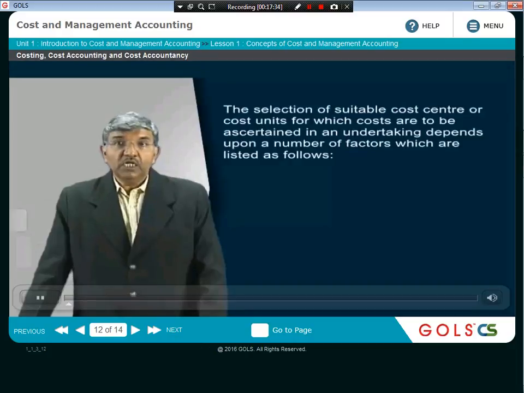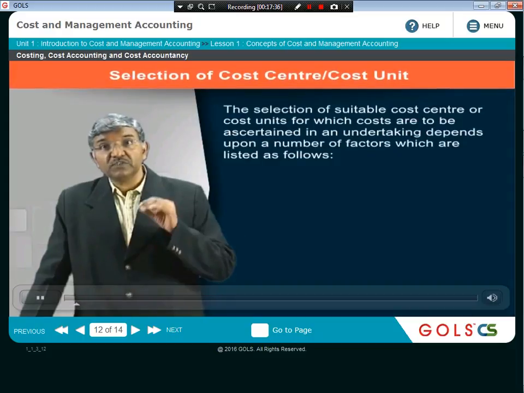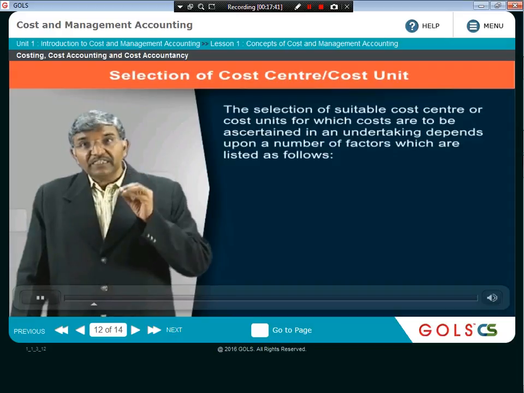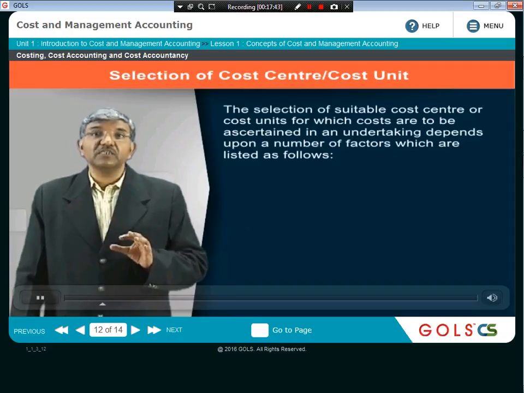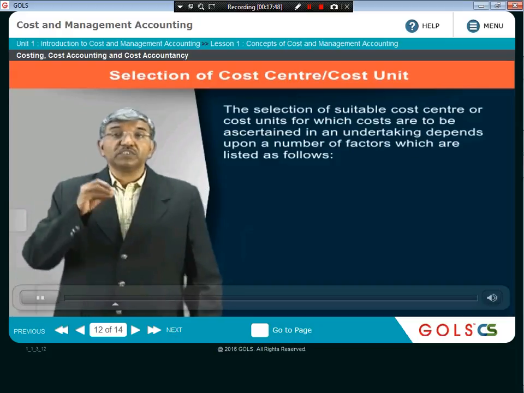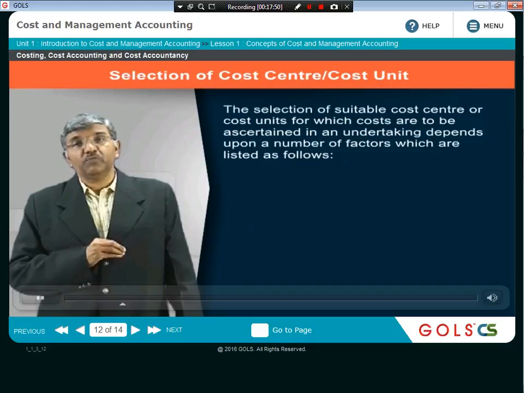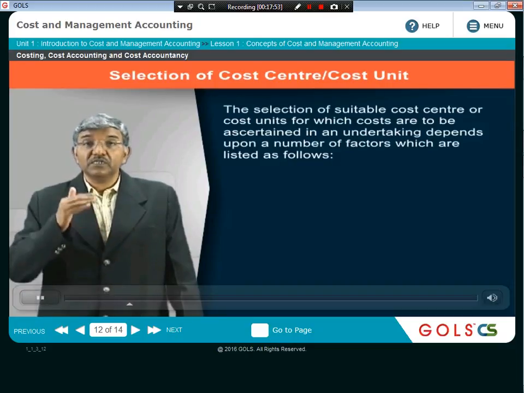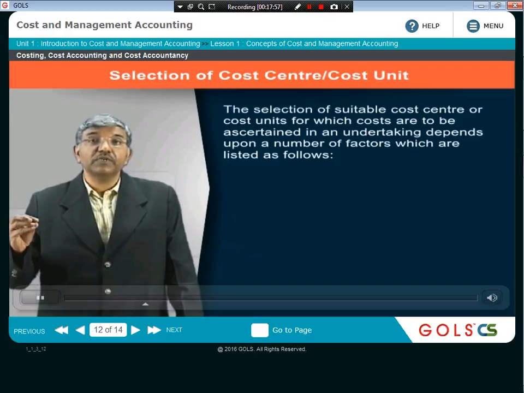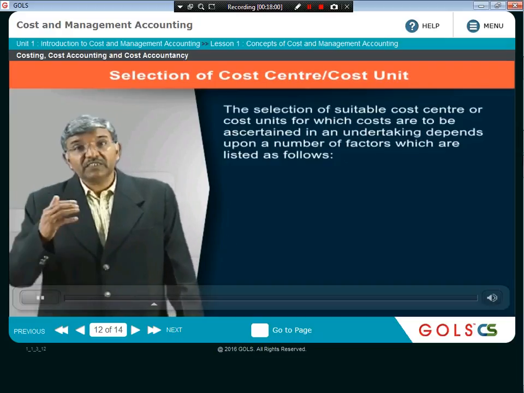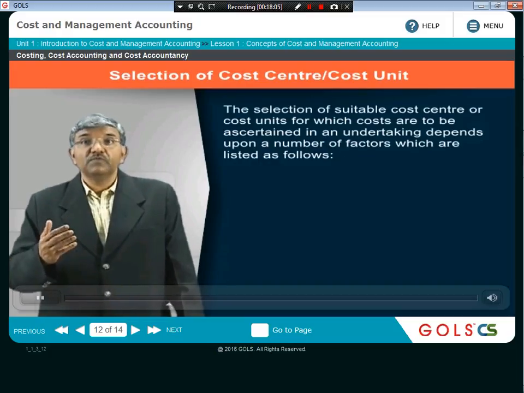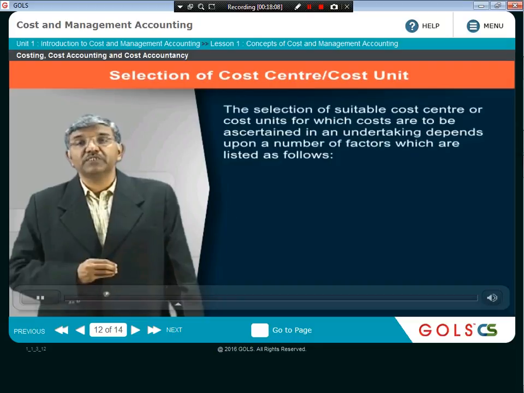The selection of suitable cost centers or suitable cost units for which the costs are to be ascertained in an undertaking depends upon a number of factors, which are listed as follows. To decide which cost center or cost unit has to be considered, there are certain factors on the basis of which you have to decide what should be the cost unit or what will be the cost center. Let us refer to the different factors which are responsible for the selection of a suitable cost center or a suitable cost unit.